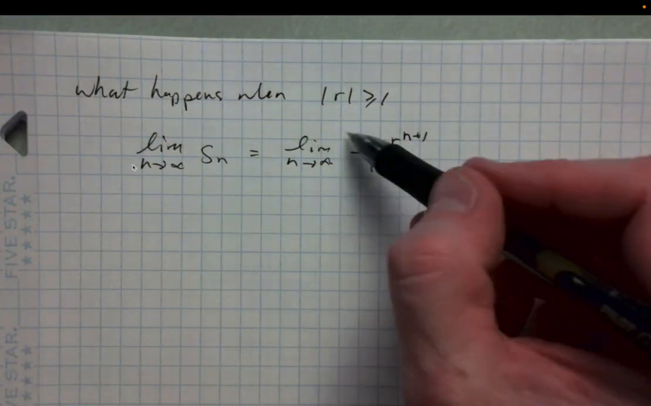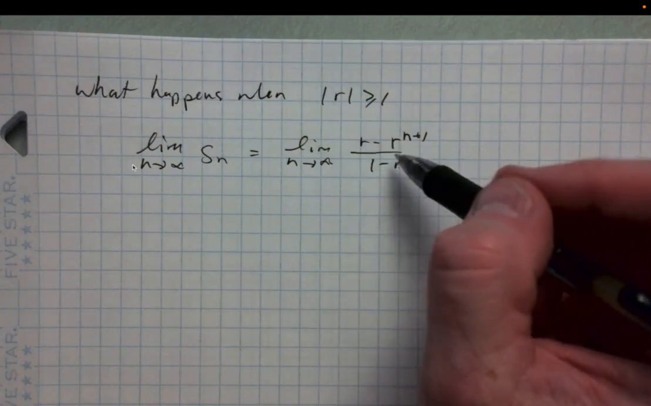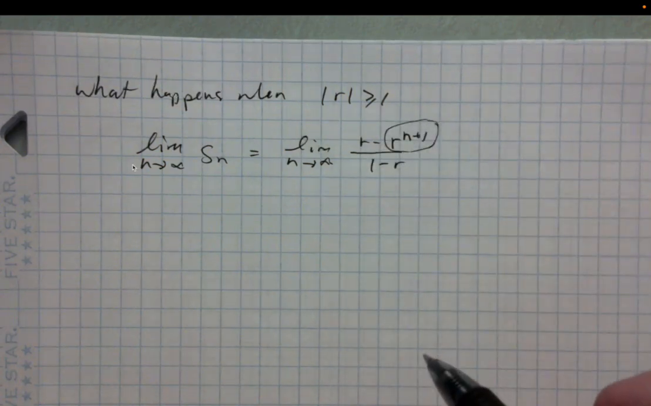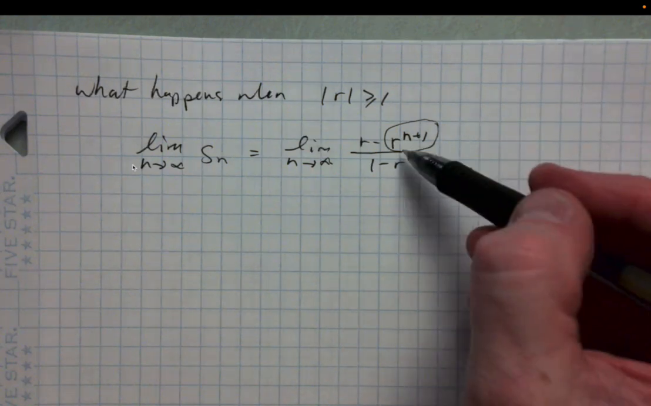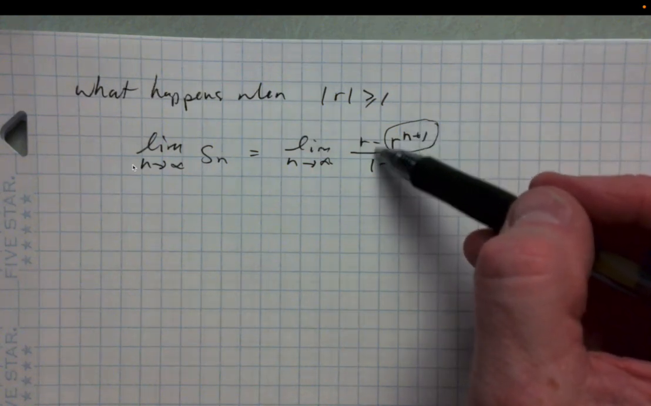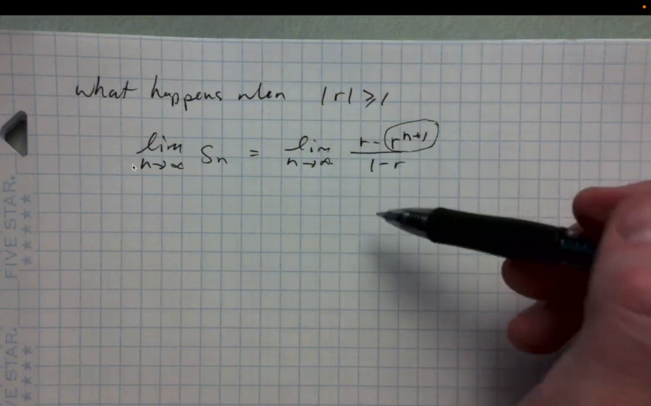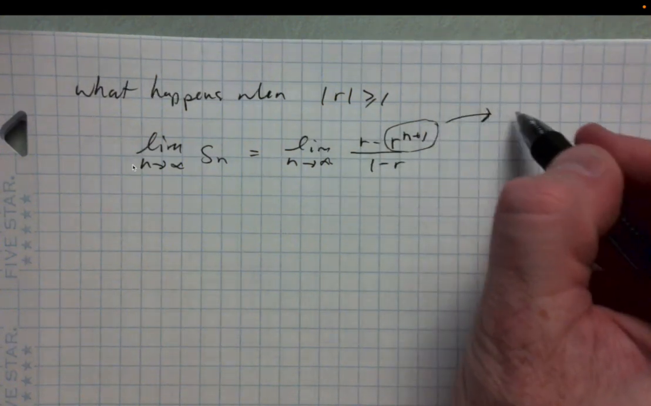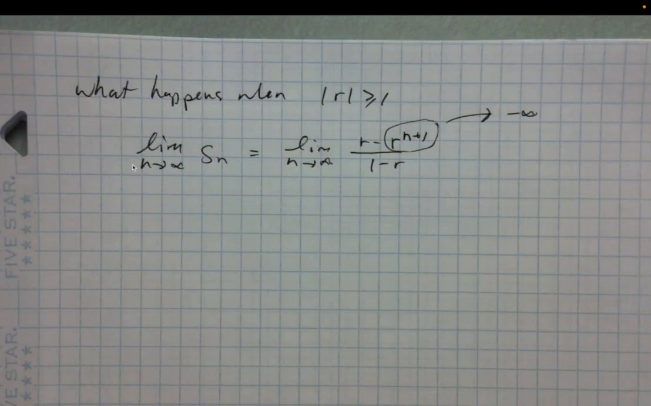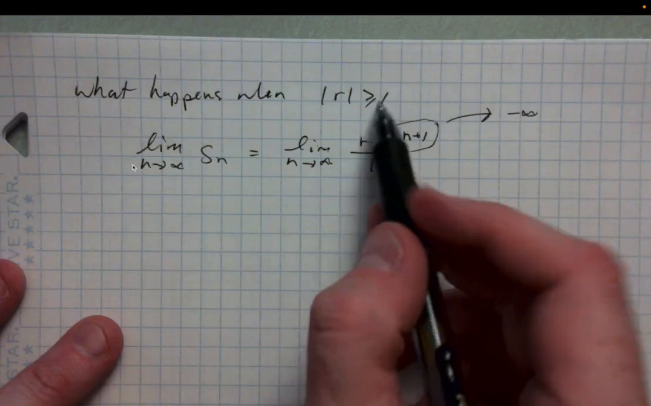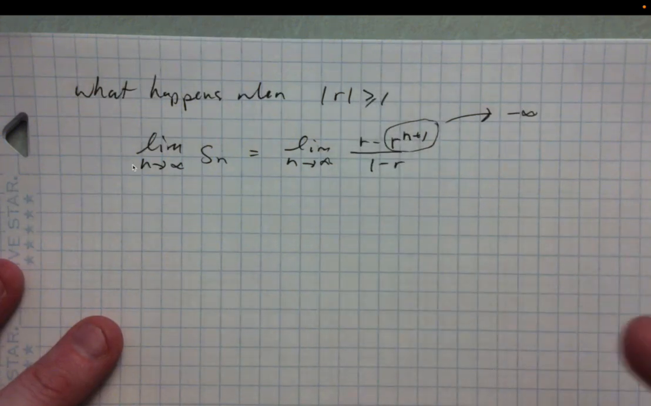Now, what's going to happen to this thing? Well, the r's are okay, this piece and these in the denominator, but this piece here is going to grow. It's going to get very large. It's going to approach negative infinity as n grows, right? So you've got r, some number, minus some huge number. And so this thing is just going to diverge to negative infinity whenever r is outside of 1 in absolute value.